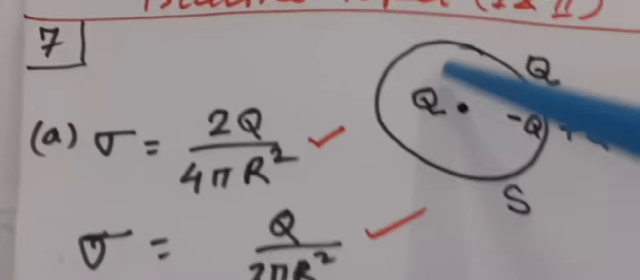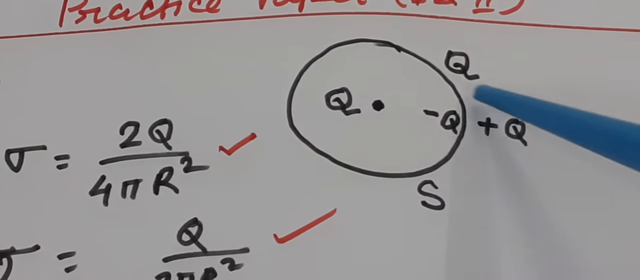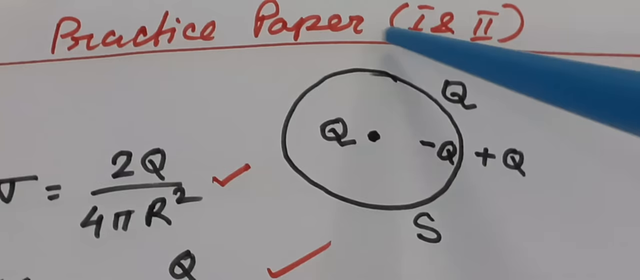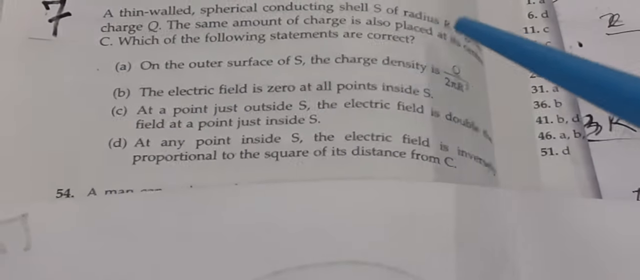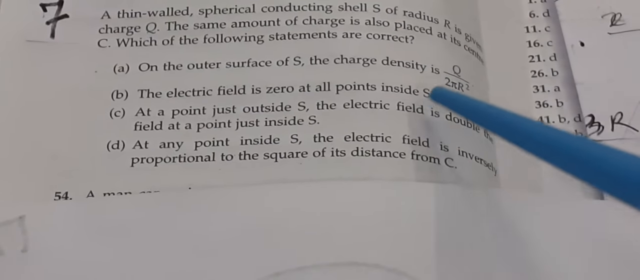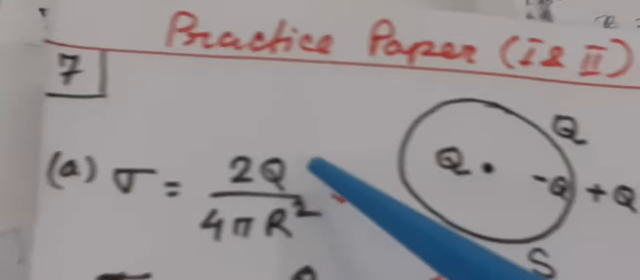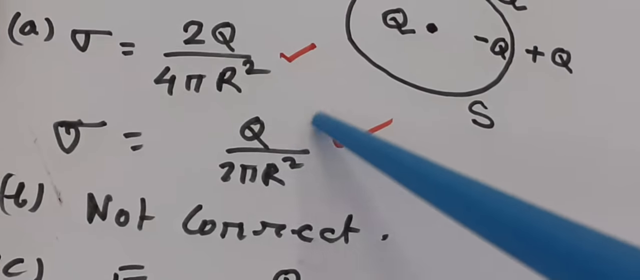Now you see that due to induction, what will happen? Q is given here, minus Q will be on the inner surface of the shell, and the outer surface will have twice Q. We are interested in finding the charge density at the outer surface. Look at the first statement, the charge density on the outer surface. Total charge is twice Q, use Gauss theorem, twice Q divided by 4 pi r square. That will give the charge density sigma. If you simplify, sigma is Q by 2 pi r square. That is given in the first choice, so the first choice is the correct answer.